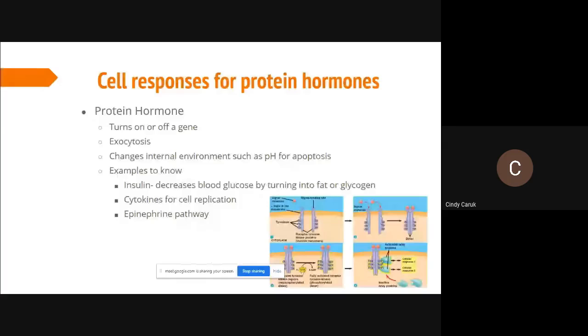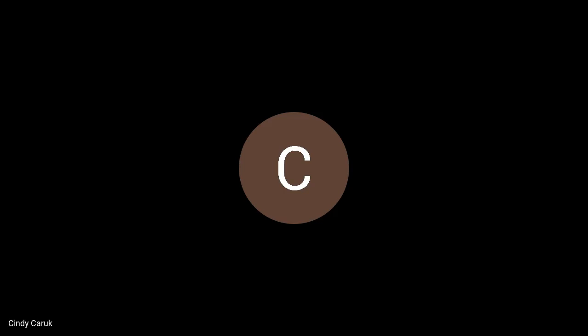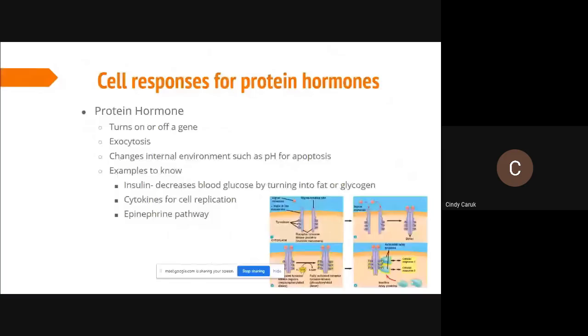So they're turning on or off. It can cause cytosis, the internal environment's pH, apoptosis, and what you should know are insulin, cytokines, and then the upper half. I will give you a list of illustrative examples as well. I'll post that on Classroom.